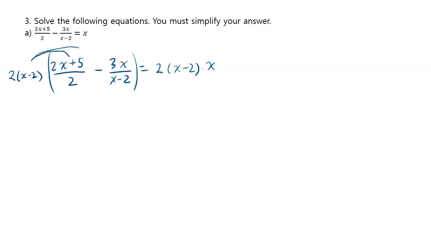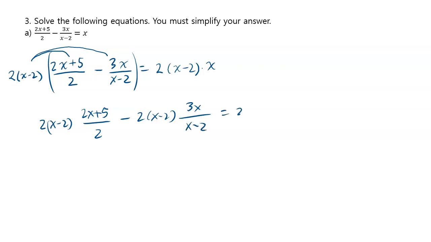So let's see, we multiply them out, so you get 2 times x minus 2 times 2x plus 5 over 2, minus 2 times x minus 2 times 3x over x minus 2, equals 2 times x minus 2 times x. And then 2 and 2 cancel, x minus 2 cancels, and, oh, you have to be careful, this x minus 2 is being multiplied to this entire thing, right? So after canceling, you need to put this parenthesis. So many mistakes in algebra are made by forgetting a parenthesis. So this is what you have.